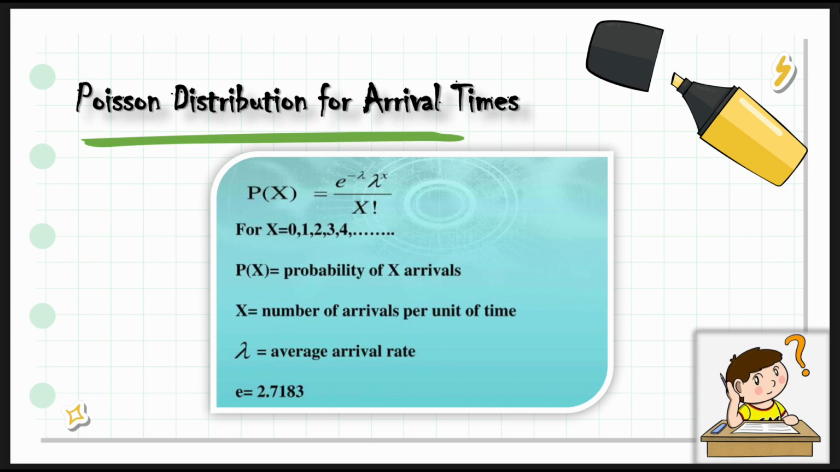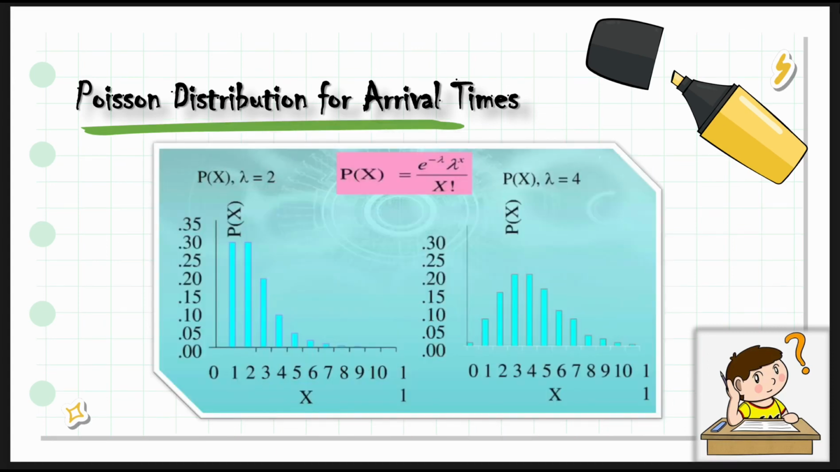So this is the formula, which is the probability of X arrivals, the number of arrivals per unit of time, the average arrival rate, and X factorial. So, it's easy to use since we have the right to use a scientific calculator, so you don't have to worry about it. So, right now, let's proceed to the illustration. So, this is the illustration.